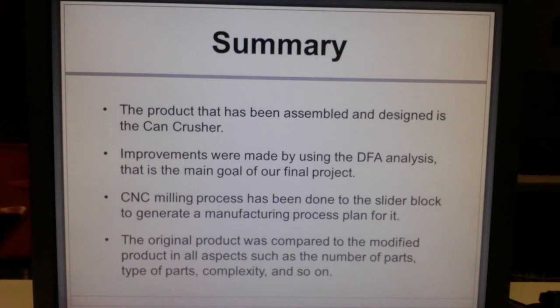Here's the summary, which is the last part of our presentation. The product that has been assembled and designed is the can crusher. Improvements were made by using the DFA analysis, that is the main goal of our final project. And also the CNC milling process has been done to the slider block to generate a manufacturing process plan for it. The original product was compared to the modified product in all aspects, such as the number of parts, the type of parts, the complexity, and so on.